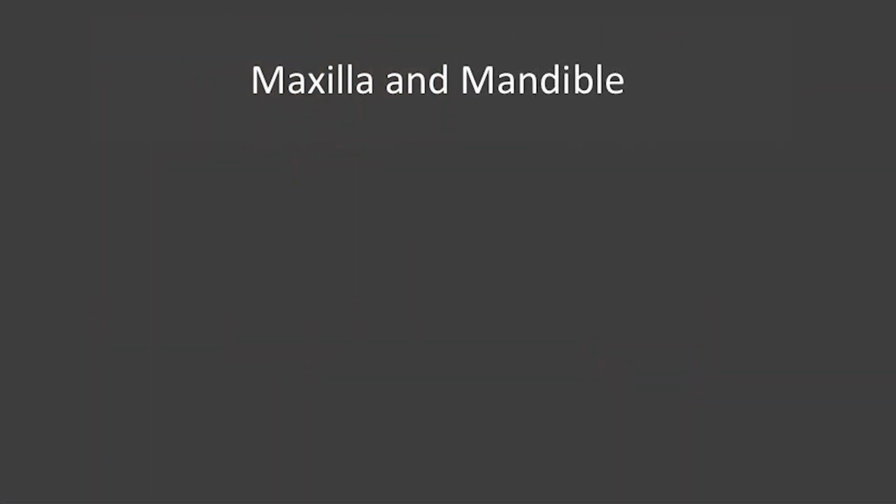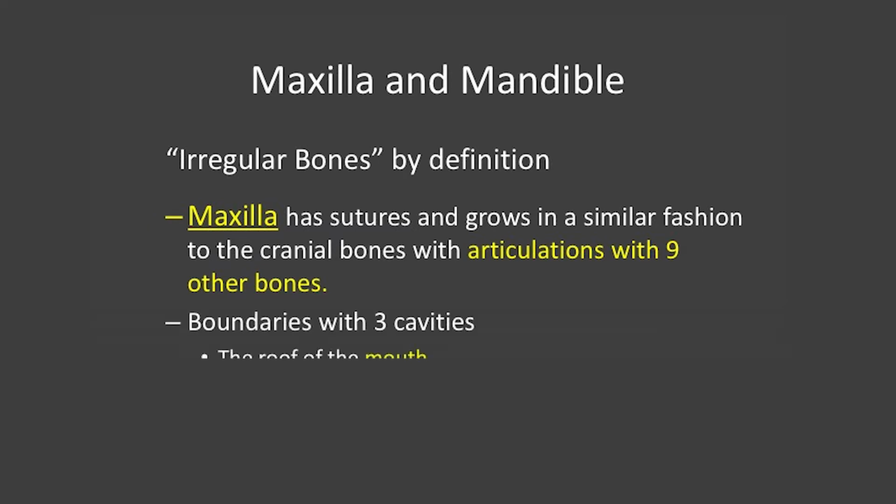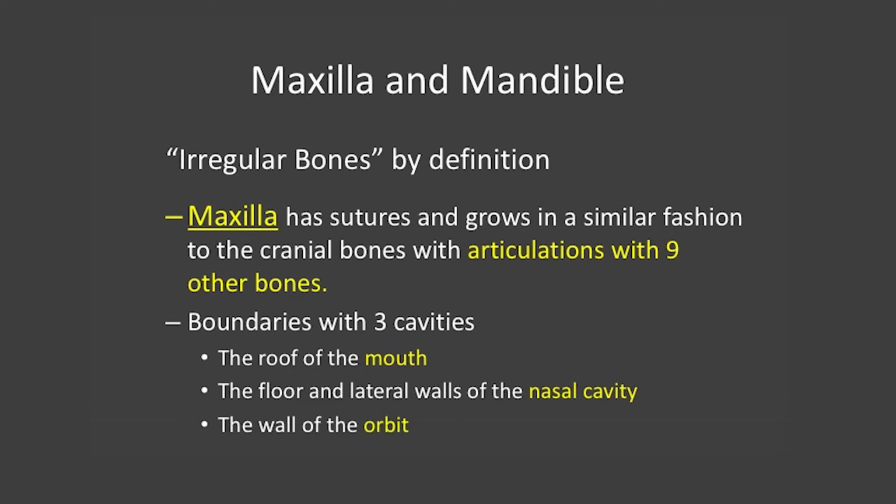So the maxilla and mandible, upper and lower jaw, are defined as irregular bones. The maxilla has sutures, and they grow in a similar fashion to our cranial bones that house our brain. The maxilla, the upper jaw, articulates with 9 other bones. So the maxilla is right in the middle of all the action. Its boundaries with 3 cavities, the roof of the mouth, the floor and the lateral walls of the nasal cavity, as well as the orbit. The maxilla is right there.